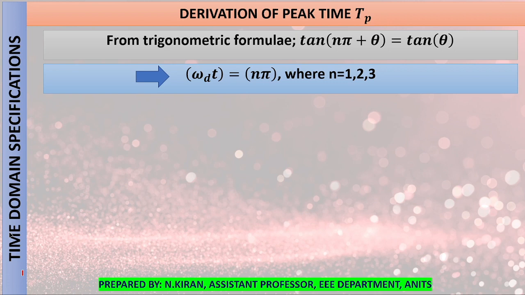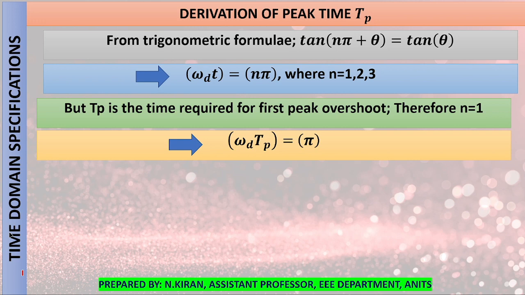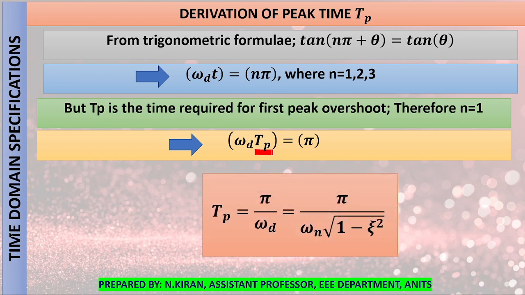Since peak time is the time required for the first peak overshoot, here we will consider n value as 1. So that will give me omega d t is equal to pi. So in place of t I will substitute the peak time tp, and that will give me the expression of peak time tp as pi by omega d, or pi by omega n into root over 1 minus zeta square.